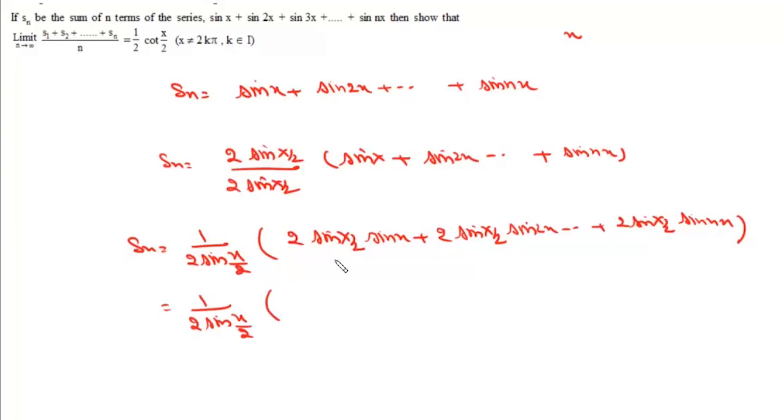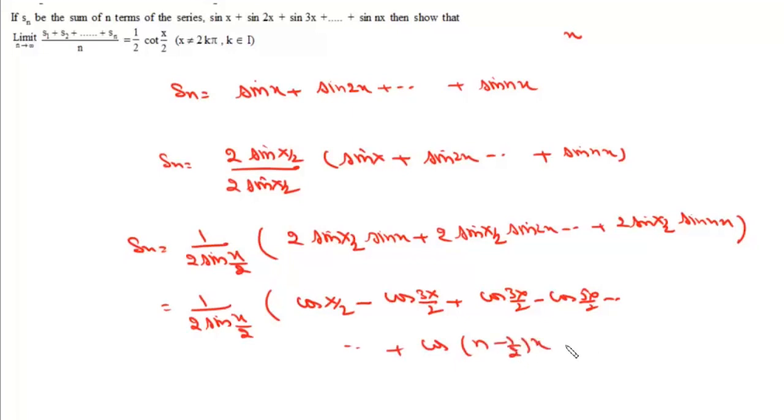Now will be 1 upon 2 sin x by 2. Now this is 2 sin A sin B. So it will be cos (A minus B) minus cos (A plus B), which is cos x by 2 minus cos 3x by 2. Now here will be cos 3x by 2 minus cos 5x by 2. And in the end we'll have cos (n minus 1) by 2 x minus cos (n plus 1) by 2 x. Now all these terms, they'll cancel.